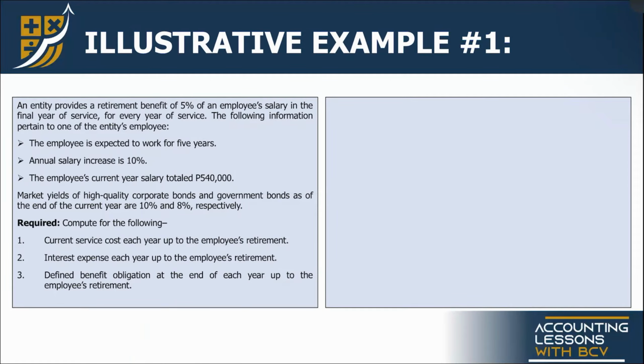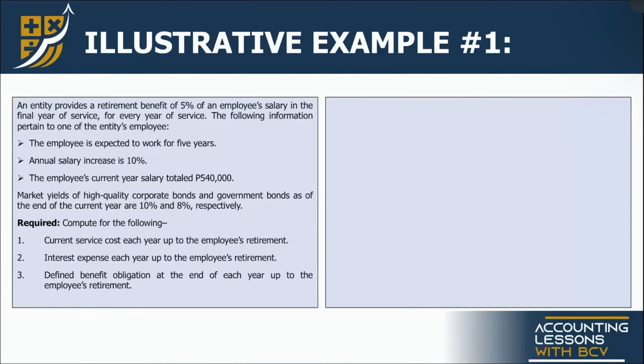Ready? Okay. So, an entity provides a retirement benefit of 5% of an employee's salary in the final year of service for every year of service. Anong ibig niya sabihin dito pa lang sa first sentence? Magbibigay daw siya ng annual retirement benefit equal to 5% of that employee's salary in the final year of service. Okay? So, dapat first, ma-project muna natin kung magkano yung magiging sahod ng empleyado during the final year of his or her service. Okay? So magpo-project tayo later on.